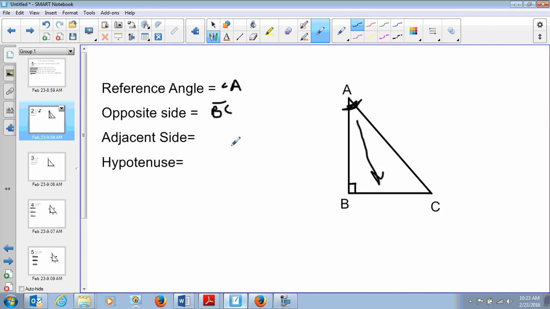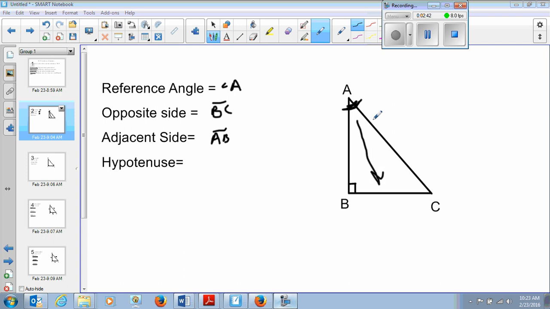Next, an adjacent side to angle A. Now, you'll notice that we actually have two sides that are adjacent to angle A. It's the sides that create angle A. So one of them is not called adjacent, though. It's called the hypotenuse. So even though AC is adjacent to angle A, I don't call it the adjacent side. It's the hypotenuse. The other side, though, is going to be my adjacent side, which is side AB.